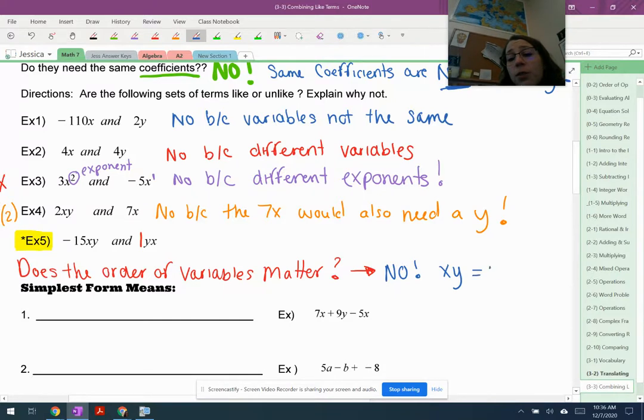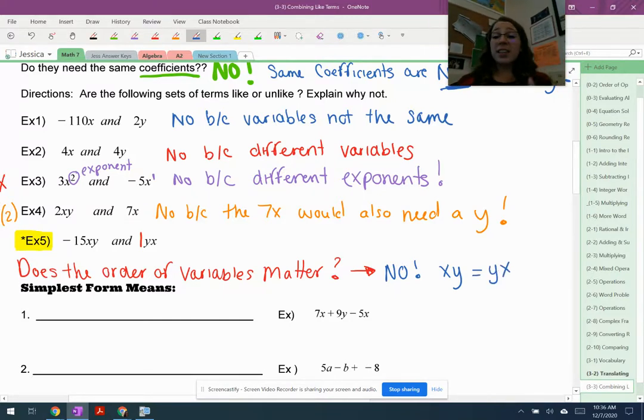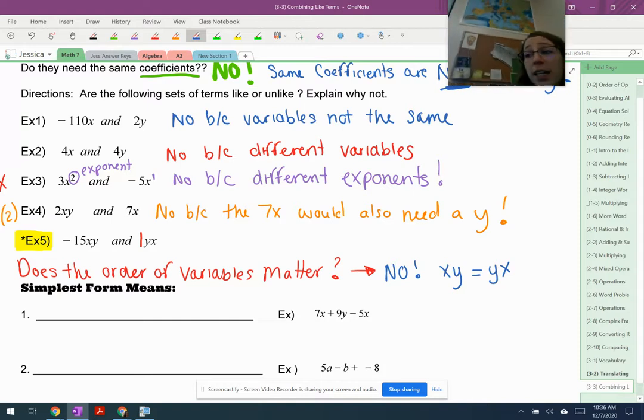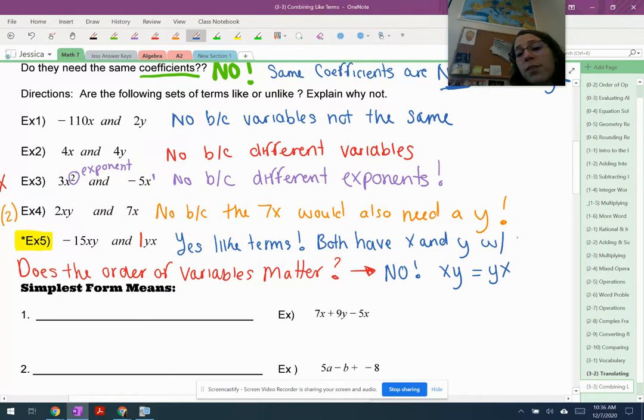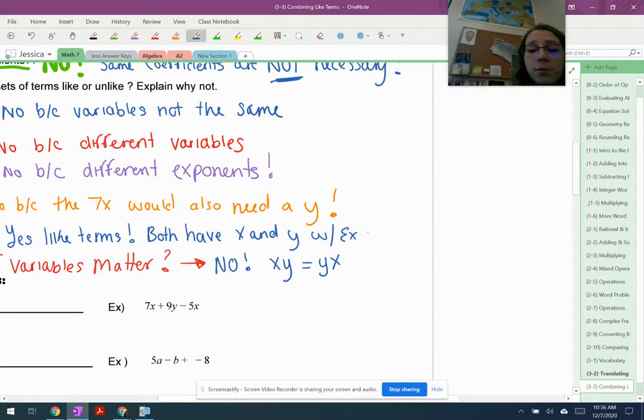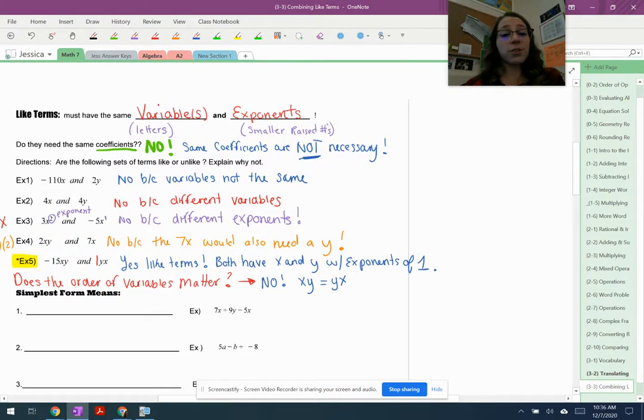xy is equal to yx, keeping in mind that they do have the same exponents. Both the y and the x have an exponent of 1 because we don't see it there. So they are like terms. They both have x and y with exponents of 1. So they do fit into like terms.